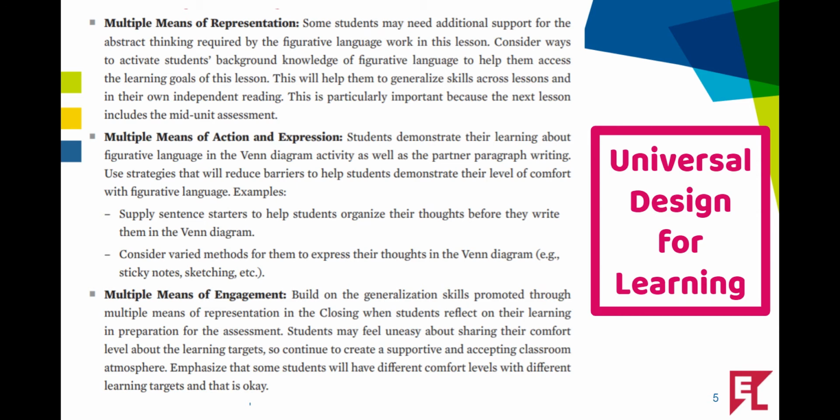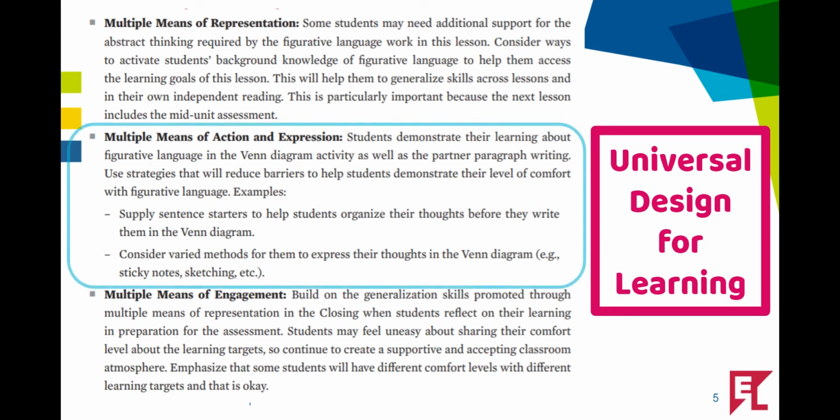The universal design for learning is a way of thinking about teaching and learning that helps give all students an equal opportunity to succeed. Some students may need additional support for the abstract thinking required by the figurative language work in the lesson. Consider ways to activate students' background knowledge of figurative language to help them access the learning goal. This is particularly important because the next lesson includes the mid-unit assessment. Students demonstrate learning about figurative language in the Venn diagram activity as well as the partner paragraph writing. Use strategies that will reduce barriers for students.